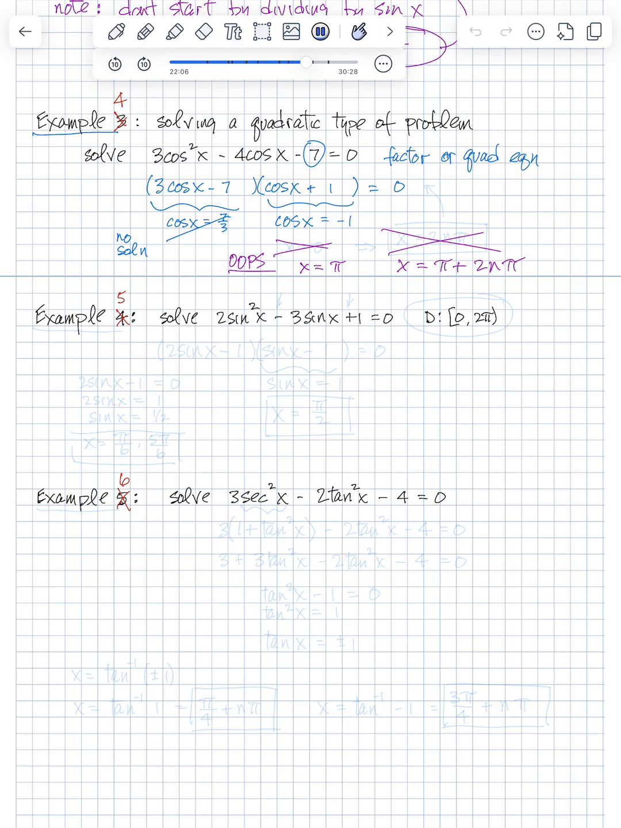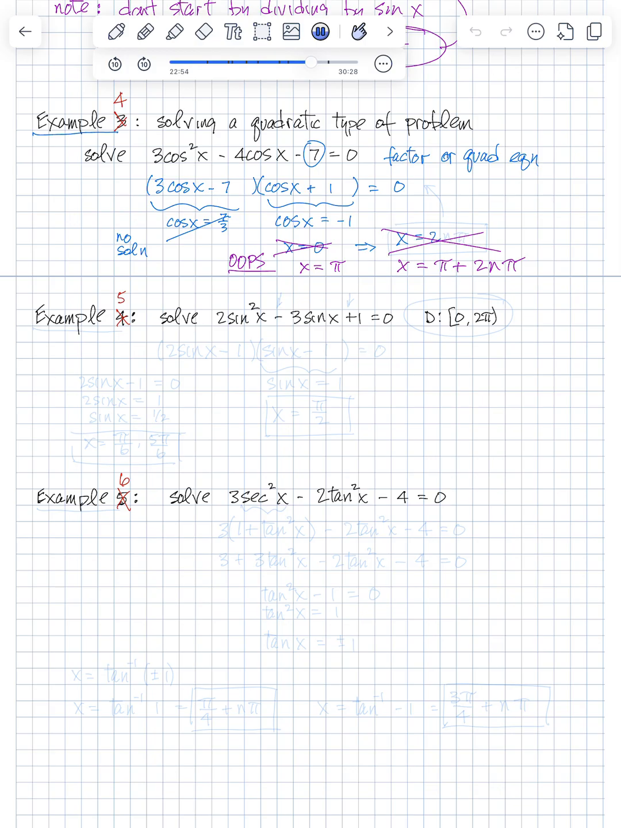Where does the cosine of x equal -1? That's only at x equals pi. But it didn't say what the domain was. So if the problem doesn't specify a domain, you just have to assume that it wants all solutions. And so this is going to be pi, it's going to be 3 pi, it's going to be 5 pi, and so on and so forth. So this just works out to be x equals pi plus 2n pi.